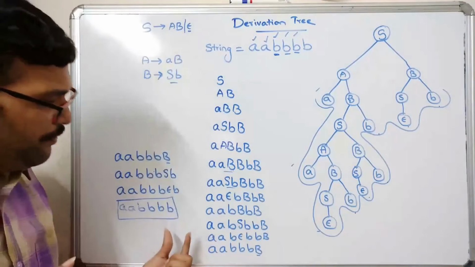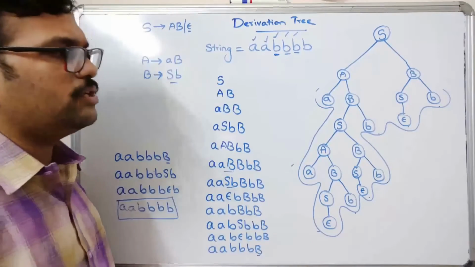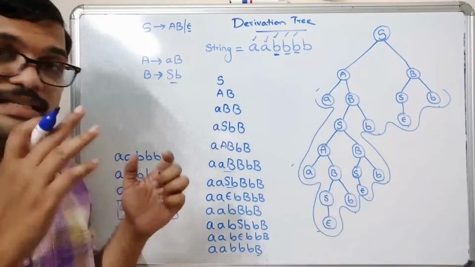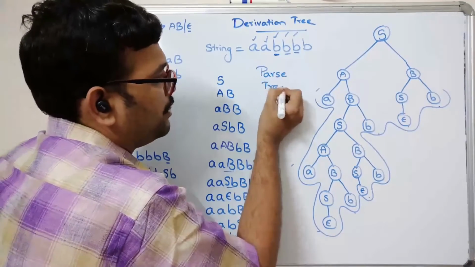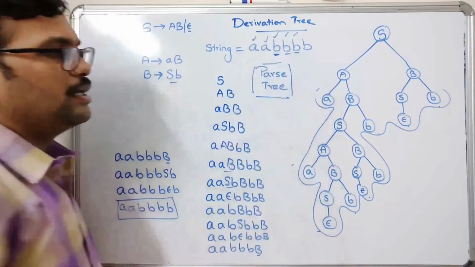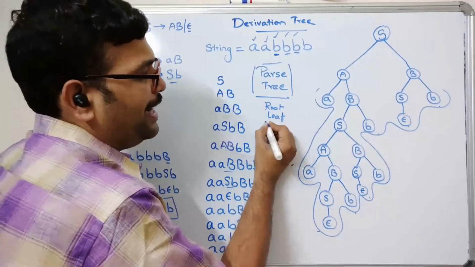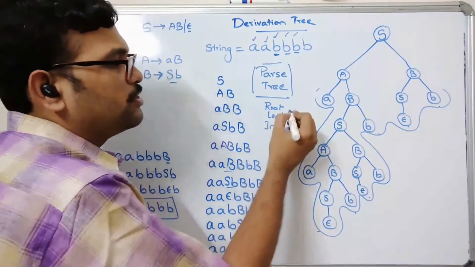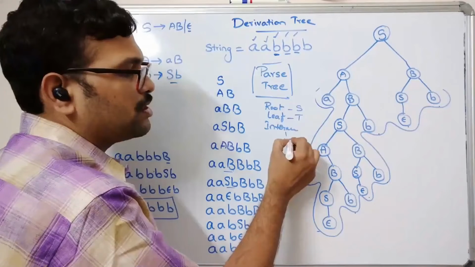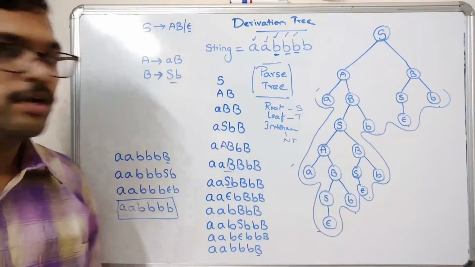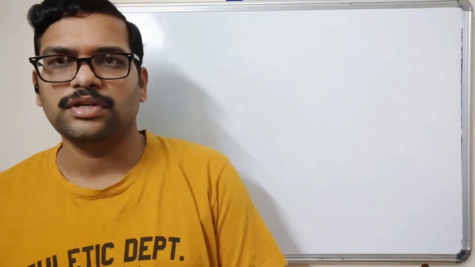So if you derive the string from the production rules, then it will be very easy to draw the derivation tree, and this derivation tree is also known as a parse tree. Derivation tree or a parse tree. So 3 nodes will be there. One is a root node, another one is a leaf node, another one is an intermediate node. The root node is the start symbol, leaf nodes are terminals, and intermediate nodes are non-terminals. Right? So hope you understood this derivation tree and the derivation. Now, leftmost derivation tree and the rightmost derivation tree.